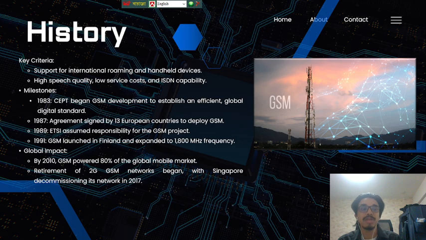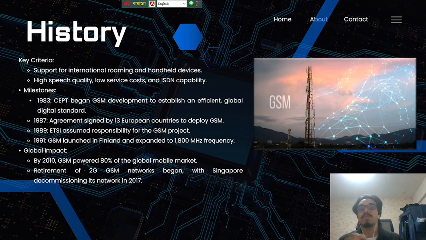For the milestones: in 1983, CEPT began GSM development to establish an efficient global digital standard. In 1987, an agreement was signed by 13 European countries to deploy GSM. In 1989, ETSI assumed responsibility for the GSM project. In 1991, GSM launched in Finland and expanded to the 1800 MHz frequency.